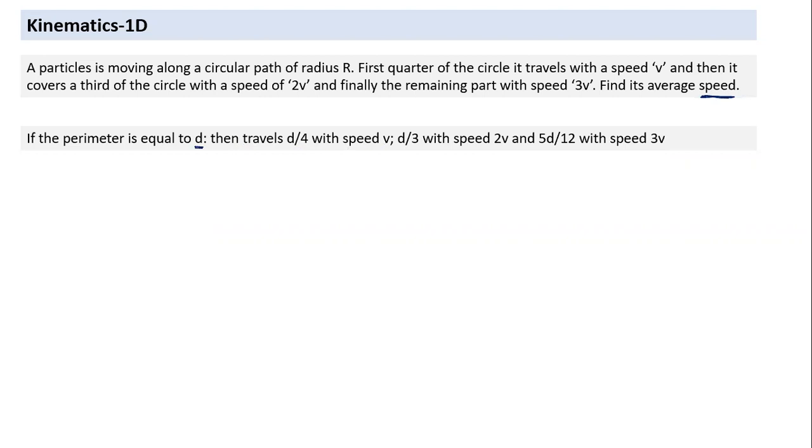Then it covers a third of a circle. What does a third of a circle mean? 1/3 of the total distance, d by 3, with the speed 2v. What is the remaining part? Remaining part is d minus whatever has already been covered: d minus d by 4 minus d by 3, which is equal to 5d by 12.